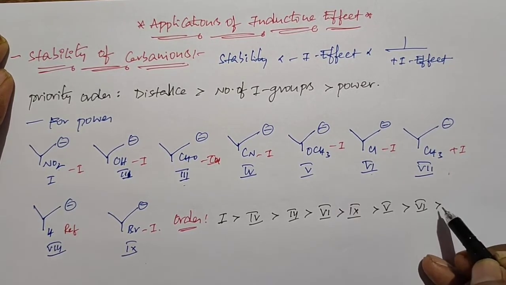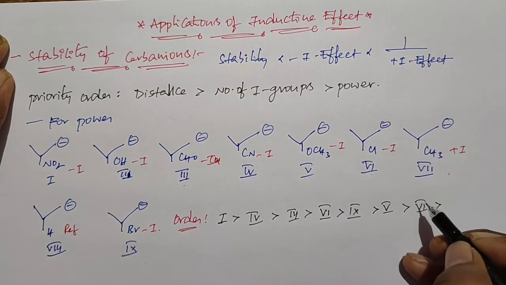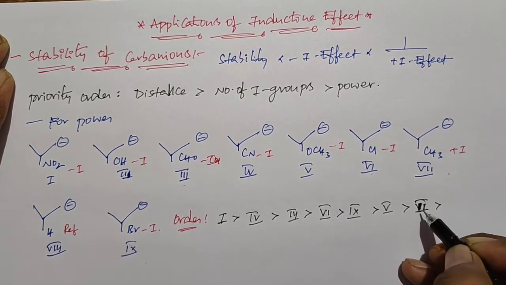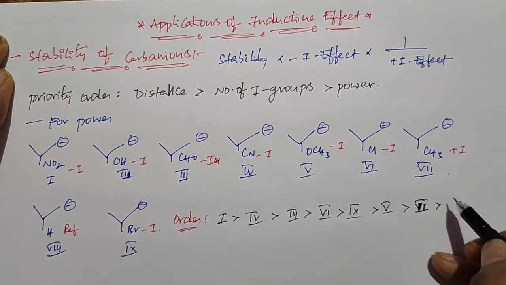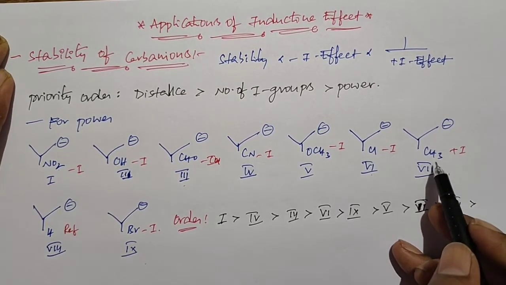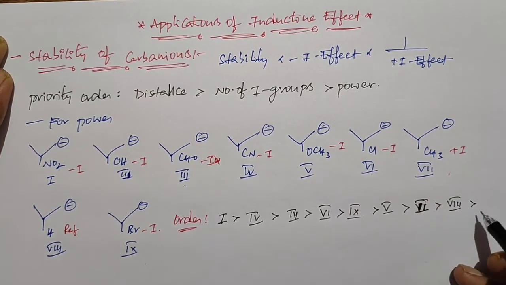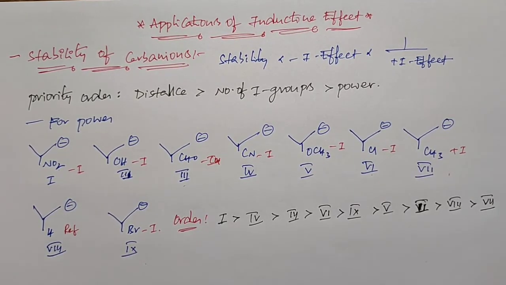After that, we need to go for the second structure. After that we go for the 8th one, the reference, and the last one is the 7th one. Why? Because the plus I group decreases the stability of carbanions. So at last we take the 7th one. This is the order of stability of the given compounds. Okay, so we will go for the next example.